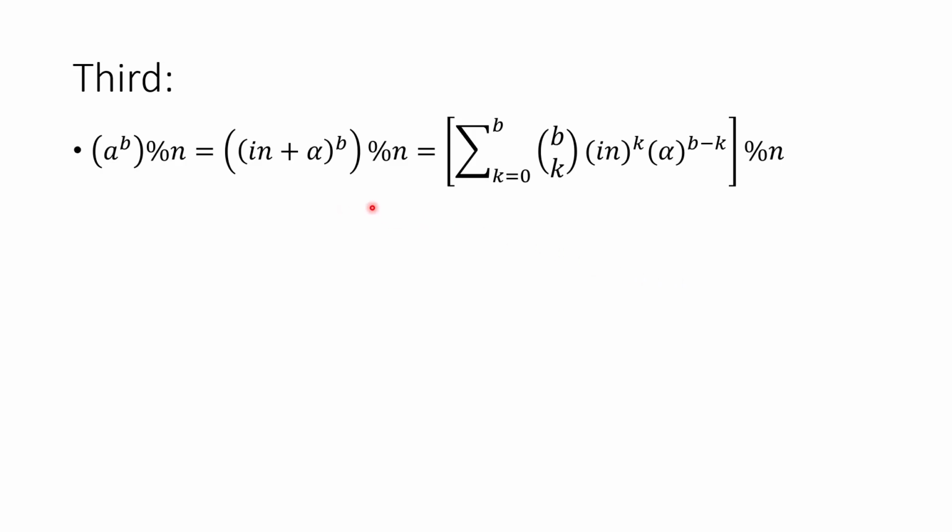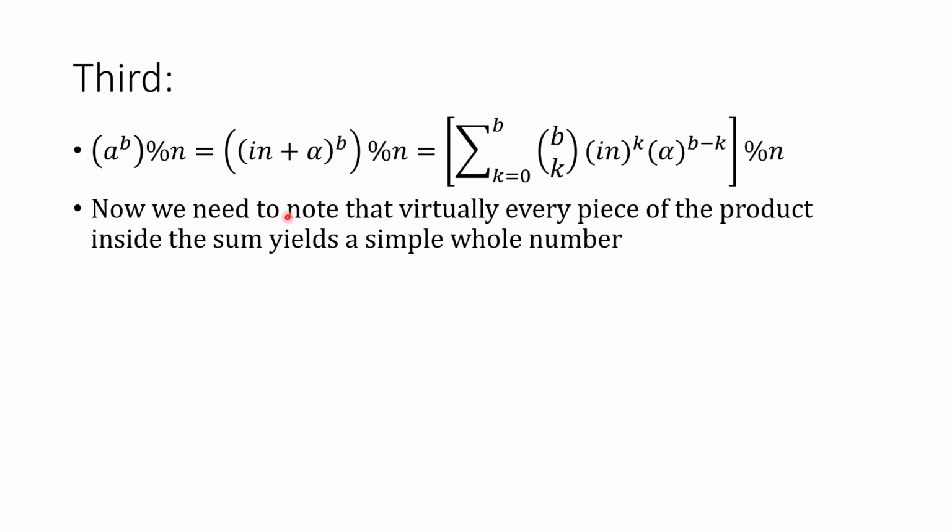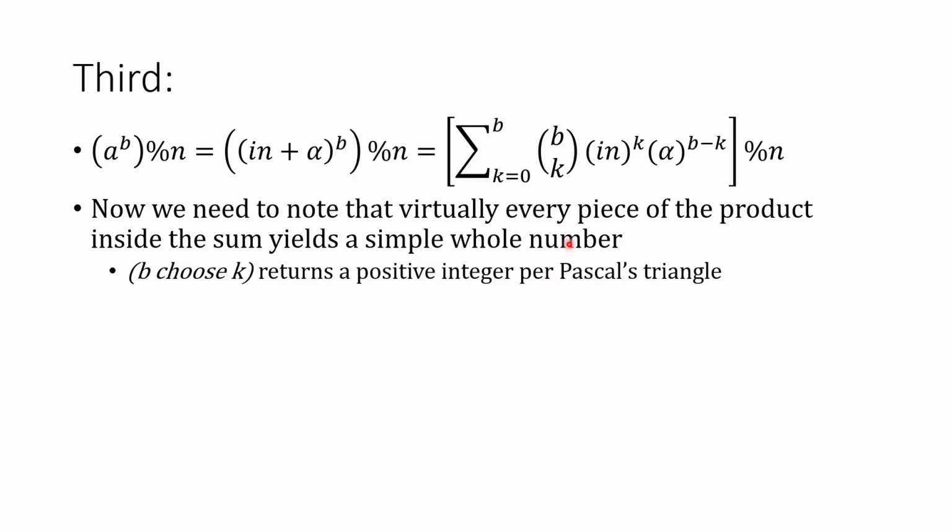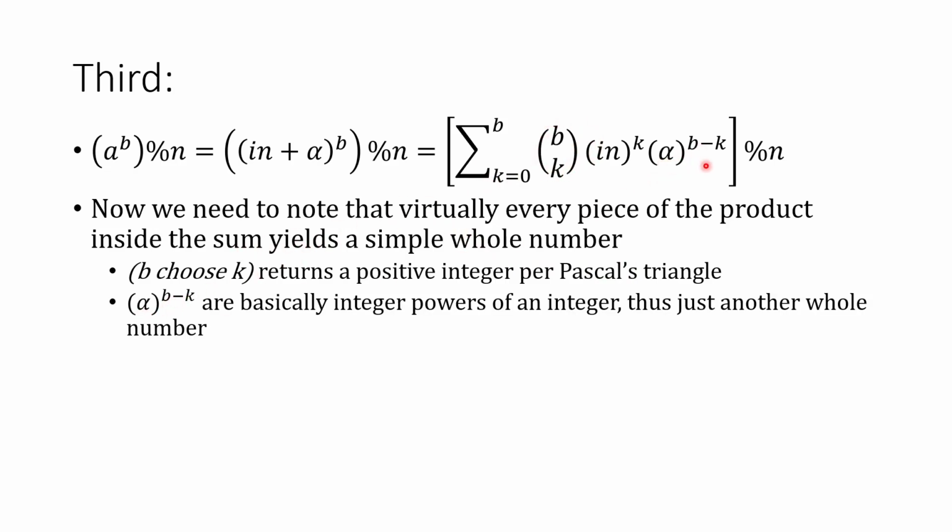So this is just re-summarizing what we got to before. Now we need to note that virtually every piece of the product inside the sum yields a simple whole number. What do I mean by that? B choose k, this piece of this product of three things, returns a positive integer per Pascal's triangle. So it could be 1, 3, 4, 6, whatever. It's just a positive whole number. And then alpha to the b minus k is basically an integer power of an integer, alpha being an integer, and then these two also being integers. So it's just another whole number.